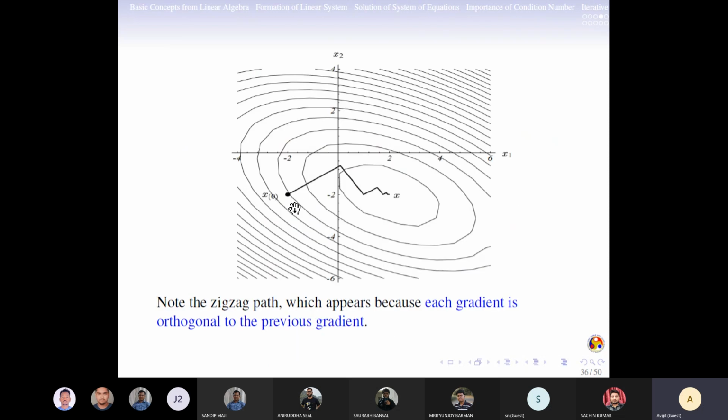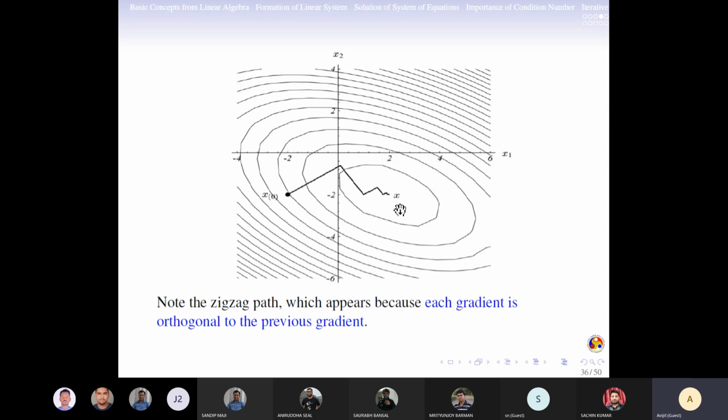So you can see here we have started with the initial approximation x0. It is going in this direction to x1, and now the previous residual and the new gradient are orthogonal. So it has changed its direction. It goes to x2, again x3, x4. In this way it is converging to x.